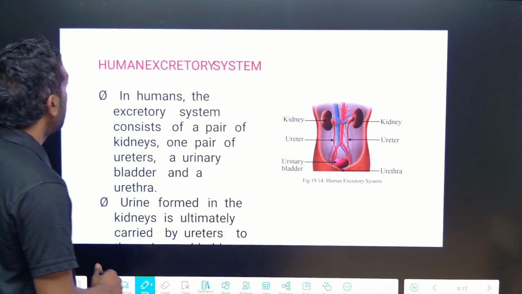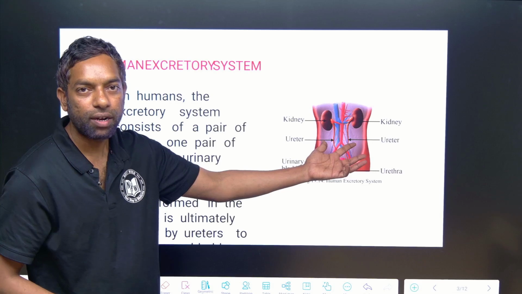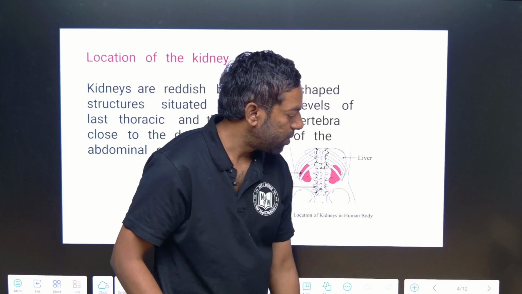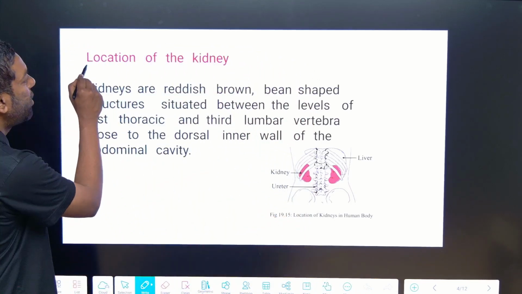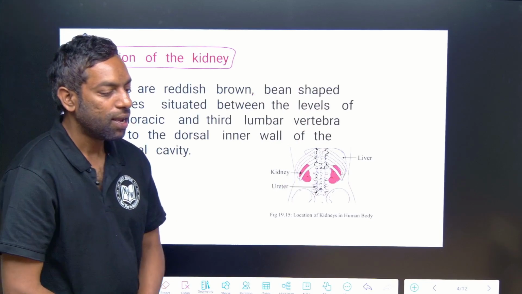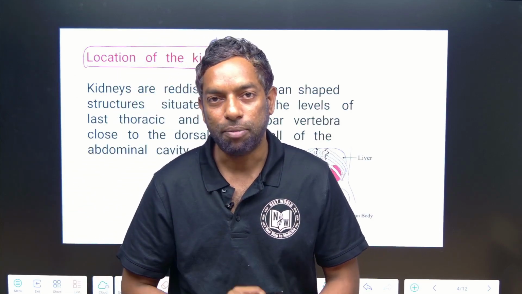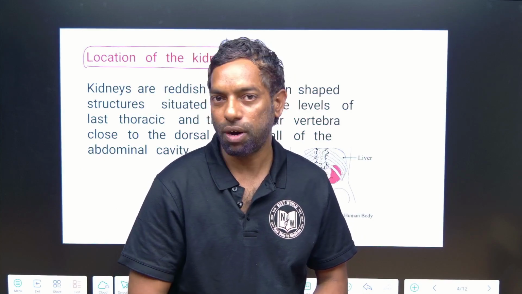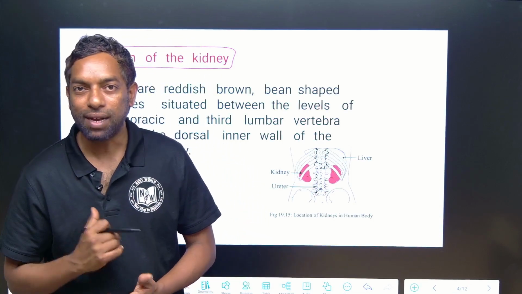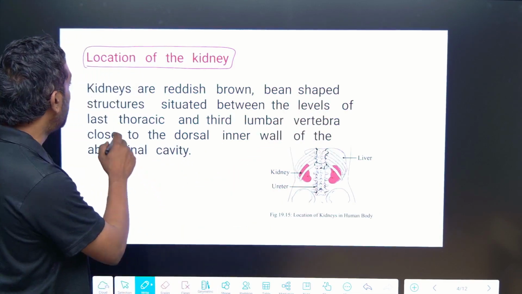Human excretory system, as you know: one pair of kidneys, one pair of ureters and a urinary bladder. And now, the location of the kidney. This is most important, guys. The human body is divided into the thoracic part and the abdomen part. Come to the abdomen part, the dorsal part, the back side.